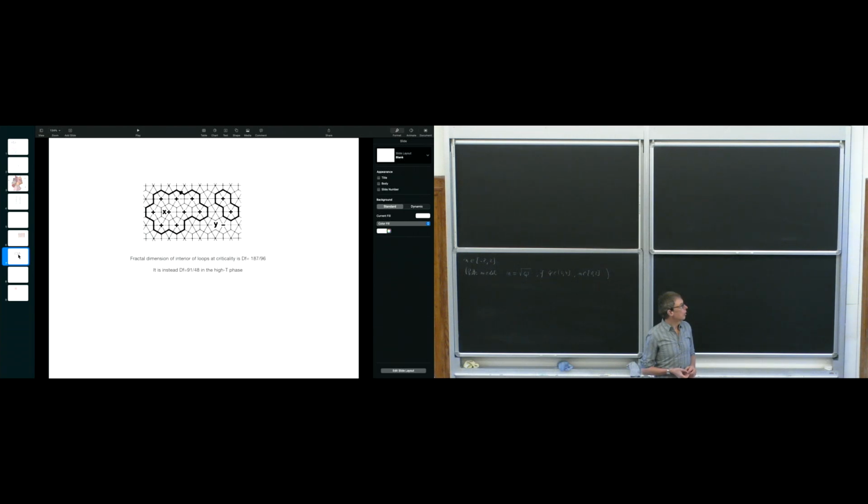And I also commented yesterday on the fractal dimension of the interior of loops, which are the clusters of spins at the critical point in the Ising model and in the high temperature phase. And you see they are diabolically close. This is 182 over 96, so they differ by 5 over 96. It's not much at the scale of the deficit of the US budget, for instance, but it's significant, of course, for a mathematician or a mathematical physicist. Okay, is that all clear? Very good.